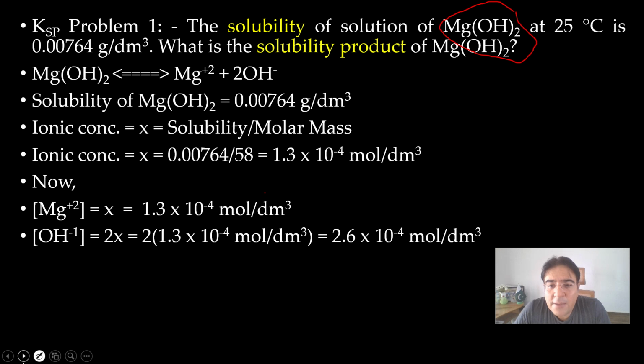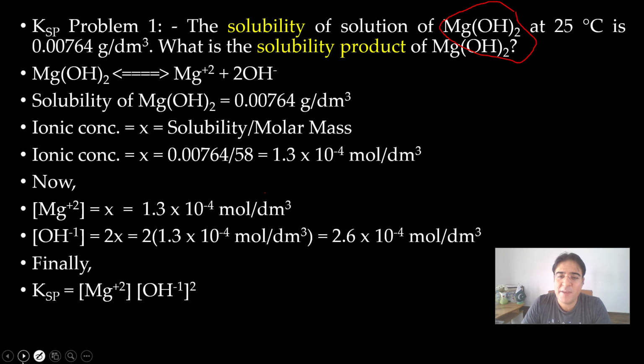You have to see the kind of salt given in the problem. Suppose it was NaCl, you will divide by the molar mass of NaCl. If it was aluminum chloride, which is AlCl3, divide by the molar mass of AlCl3. But the number of ions, like in AlCl3, so 3Cl, so it's just 3x. Once you find the x and 2x, what you do, you write the Ksp expression.